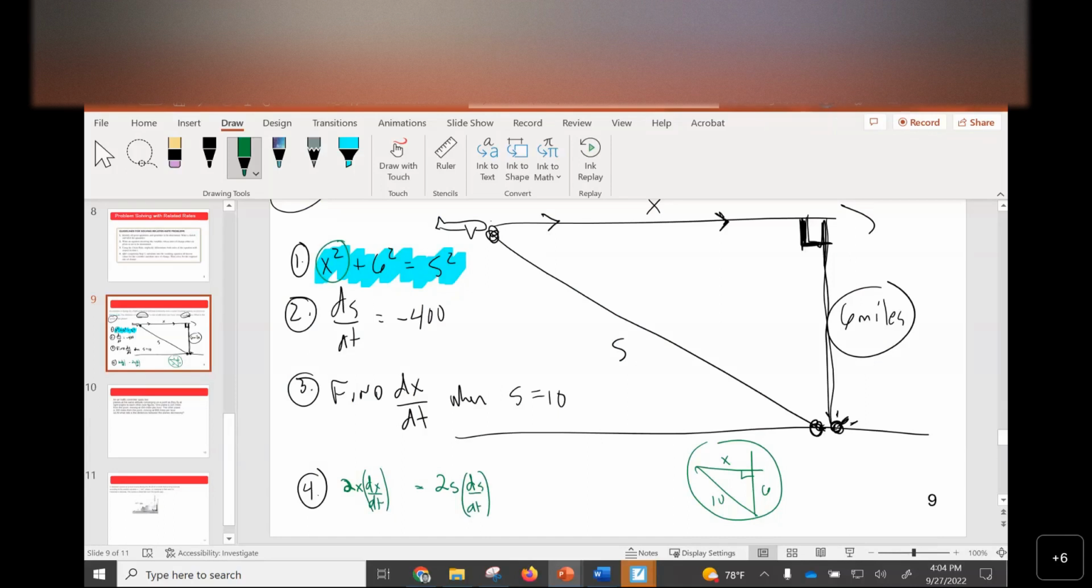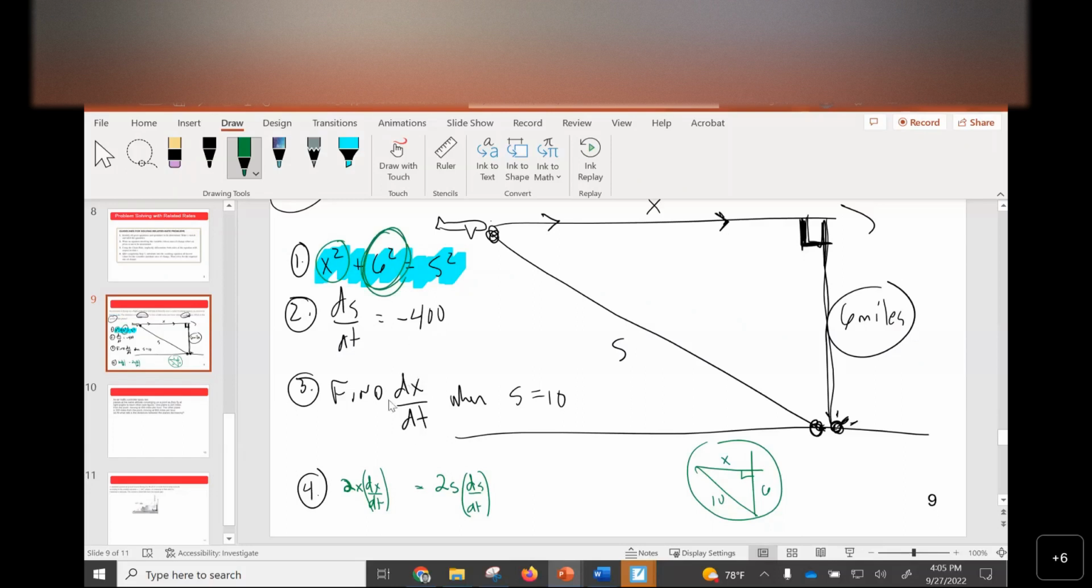If you take the derivative with respect to x, it's 2x, but the derivative with respect to time would be 2x dx/dt. And then, Gabby, don't forget, the rule for constants is the same. The derivative of 6 squared, the derivative of 36, is still 0. Any derivative of a constant is 0. So for step 4, I should have 2x dx/dt equals 2s ds/dt.